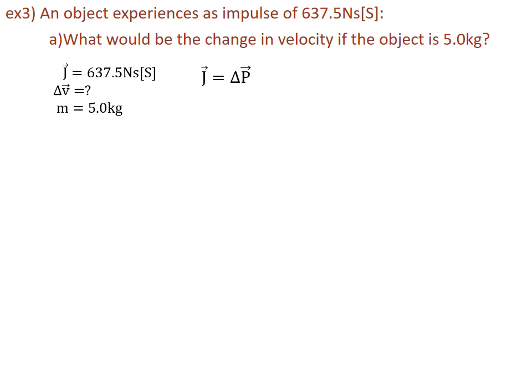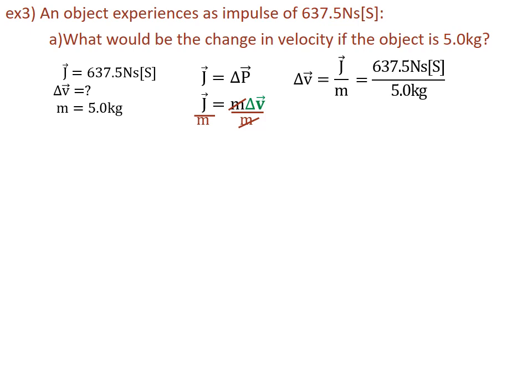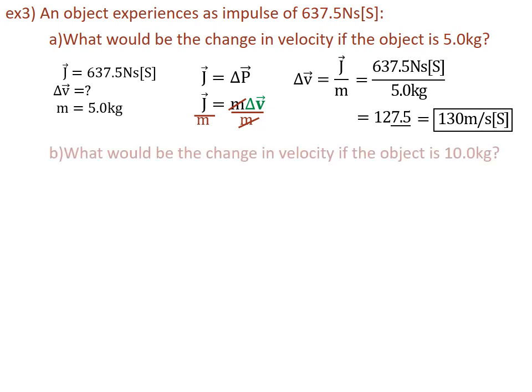Impulse equals change in momentum, and change in momentum is equal to mass multiplied by change in velocity. So I will sub in mass times delta V for delta P. I want to get delta V by itself, so I will divide both sides by mass. The masses on the right-hand side factor out. Delta V has been isolated, and it's equal to impulse divided by mass. Now I can sub my numbers in. 637.5 newton seconds divided by 5.0 kilograms gives me, corrected to the correct number of significant figures, 130 meters per second south.